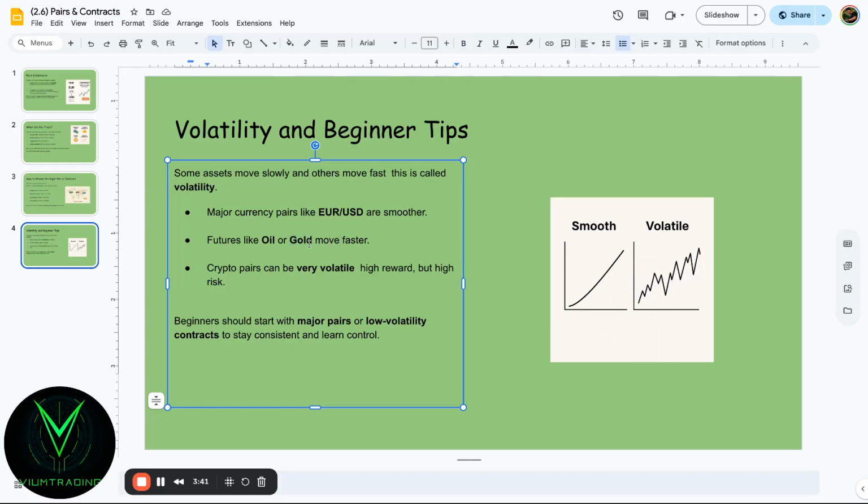But everybody with me in my academy just goes ahead and starts with gold. We start with the minis, which is not the normal contract, it's like a smaller contract inside the big one, which doesn't move as volatile as the normal GC. So as I was saying, as a beginner trader, you gotta make sure you choose the right pair for your type of trading.